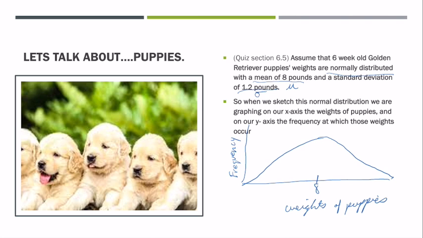Okay. So my standard deviation is 1.2 pounds. Let's go ahead and sketch this out. If I go plus 1 standard deviation, I'm at 9.2. If I go plus 2 standard deviations, I'm at 10.4. And if I go plus 3 standard deviations, that puts me at 11.6. Now I have to go standard deviations in the other way, right? Because there could be puppies with weights less than 8 pounds. So if I go 1 standard deviation away, that puts me at 6.8. If I go 2 standard deviations, that puts me at 5.6. And if I go 3 standard deviations away, that puts me at 4.4. So here I have the weights of our puppies and how frequently they occur.